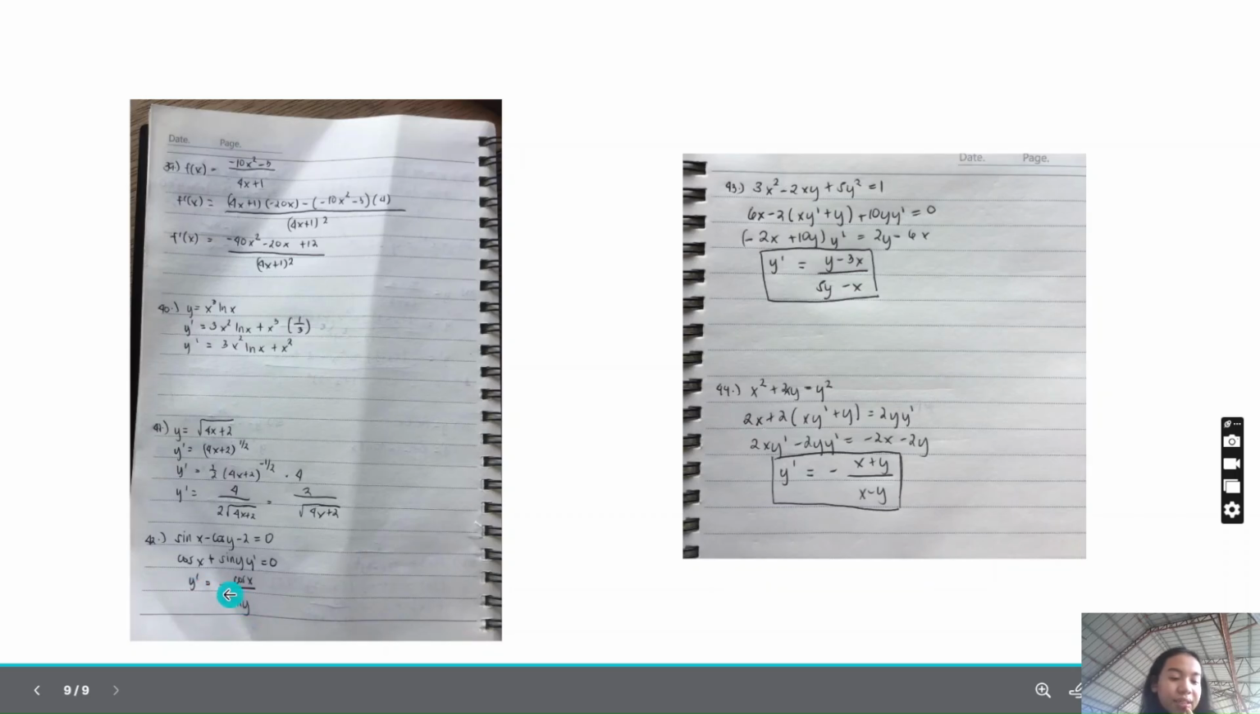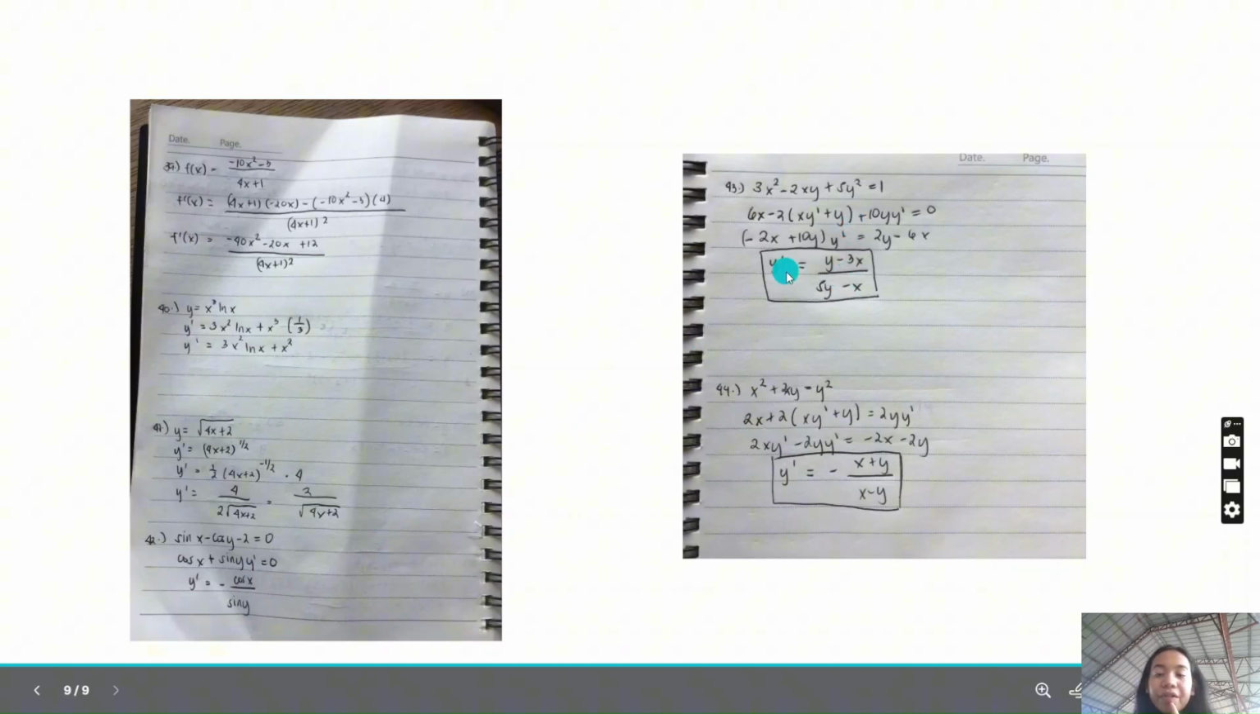So we simply transpose cos x, that became negative cos x, and then since sin y prime is on the left side with the y prime, we will use this to divide the negative cos x. And by that, we have obtained our answer, y prime equals negative cos x all over sin y.